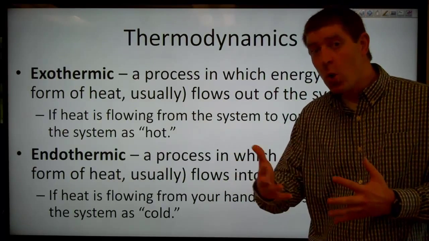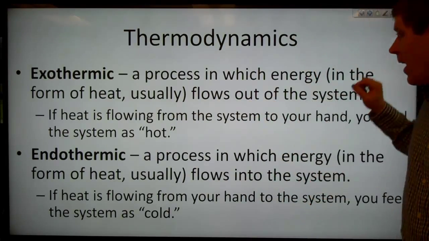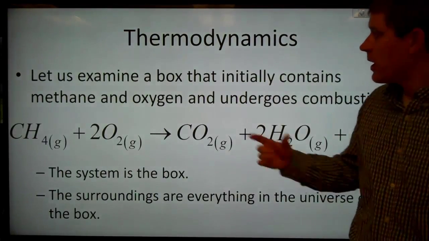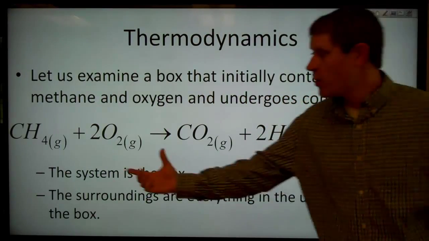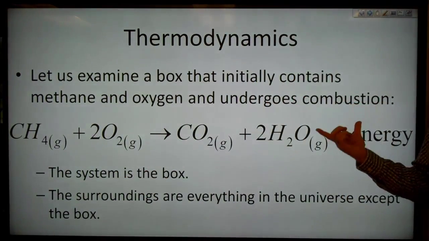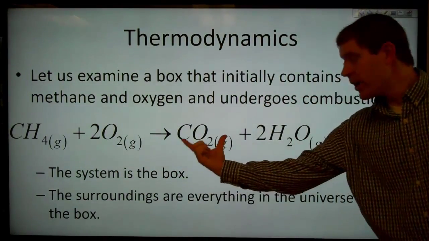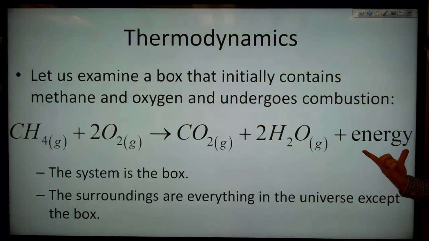But you don't really know what the temperature of that object is, only that energy is leaving your hand and going into that object. So now let's look at a box that initially contains methane and oxygen. Methane is CH4, oxygen is O2, and it undergoes combustion. So we have a chemical reaction, we get carbon dioxide, we get water, and we get energy.